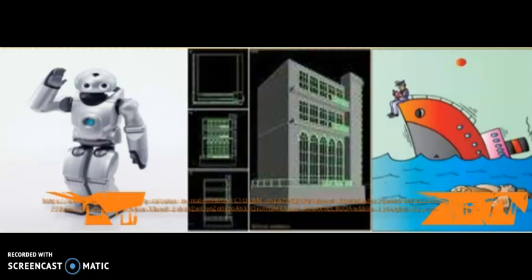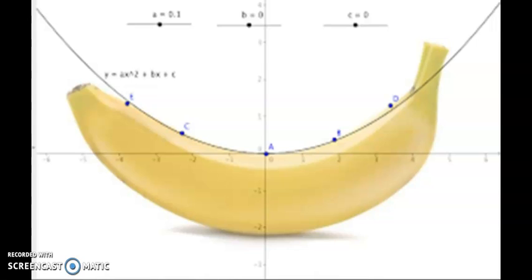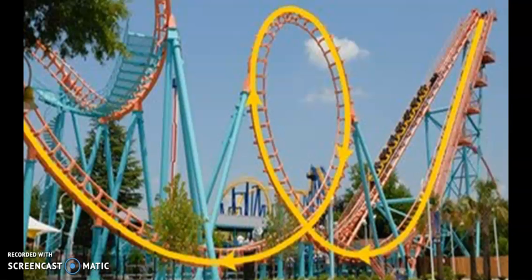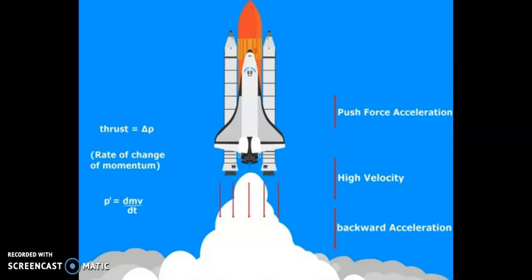Just briefly, some of the places where calculus is used: robotics, in computing, navigation systems. Did you know that the banana even has some calculus or quadratic functions in it? Roller coasters are part of that. Want to go work for NASA? This is part of it. You need this topic.